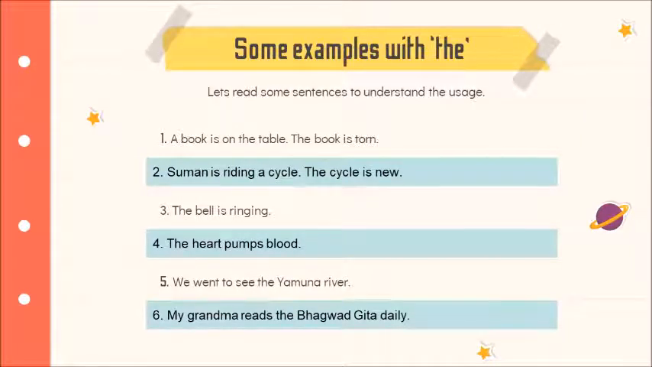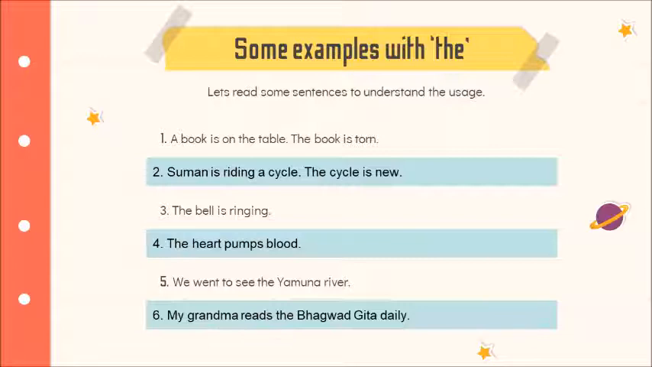Let's look at the first sentence. A book is on the table. The book is torn. Now, which book is torn? The one that is kept on the table. So, my first sentence is a book and the following sentence says the book. Now, because I'm referring to the book that I have mentioned earlier, rule 1, so I put the before the book the second time.